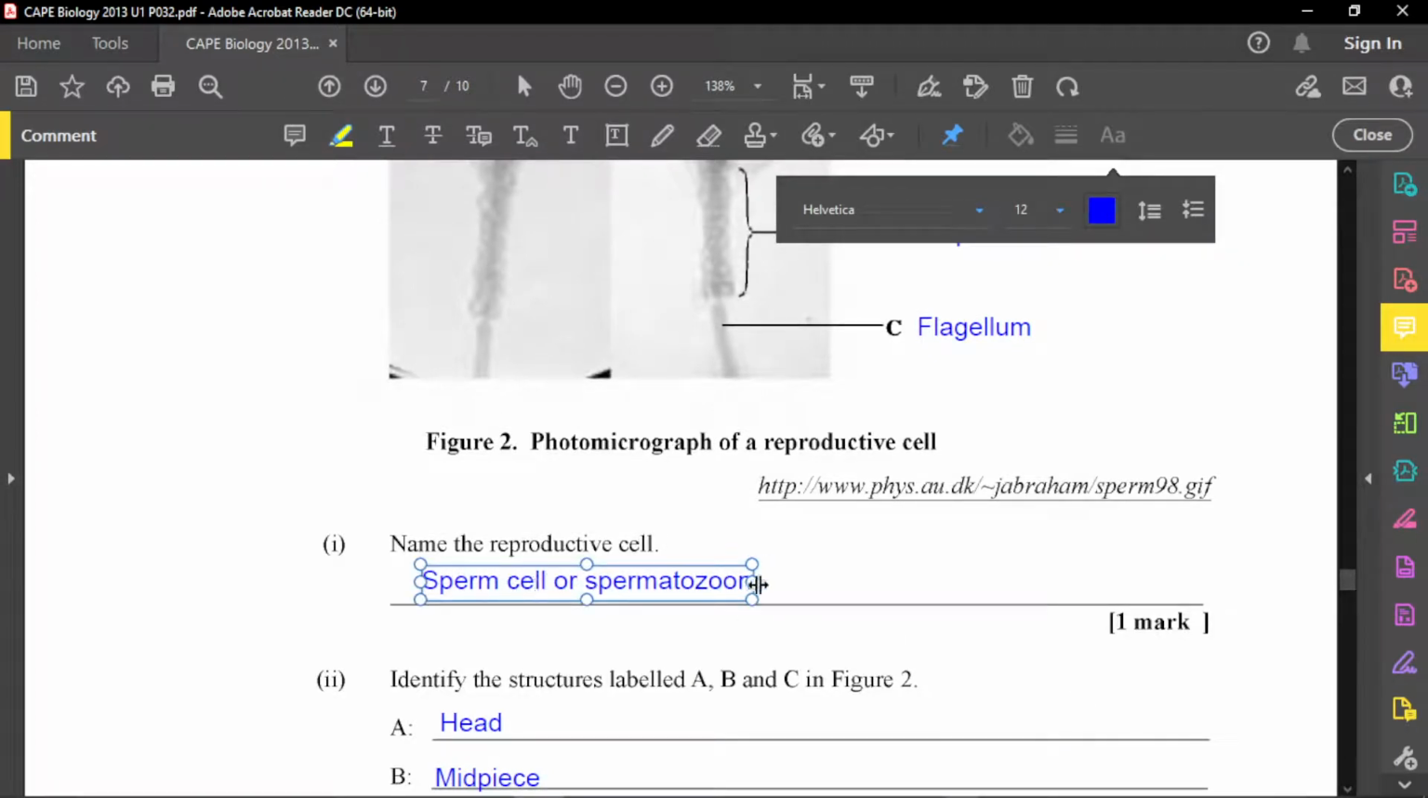All right, so here now it says to name the reproductive cell, and the reproductive cell in this case is a sperm cell, or what they call a spermatozoon. For the plural form, it will be spermatozoa. Okay. Now identify the structures labeled A, B, and C, which I'll label those.